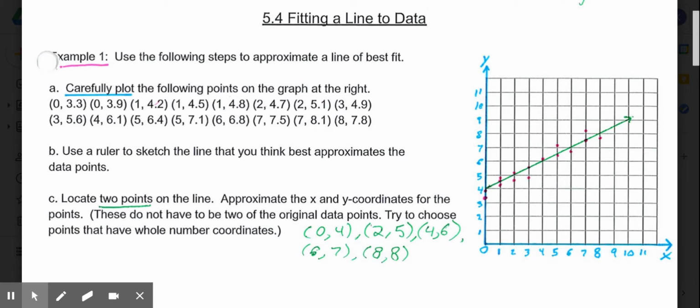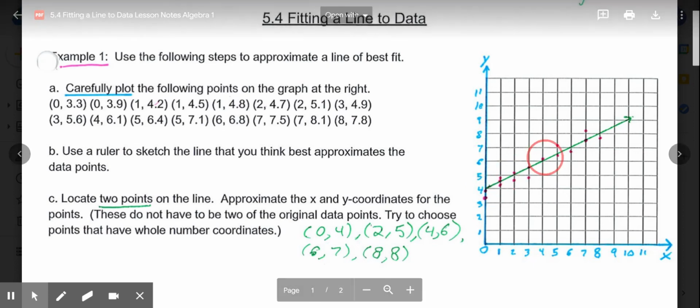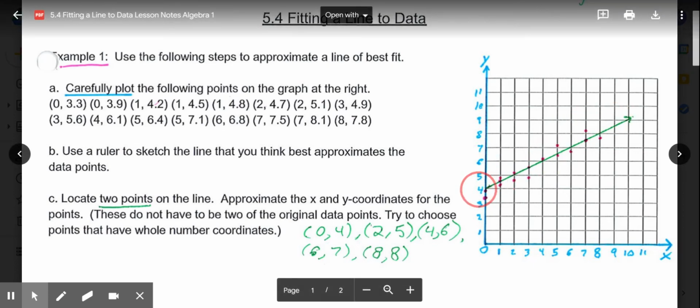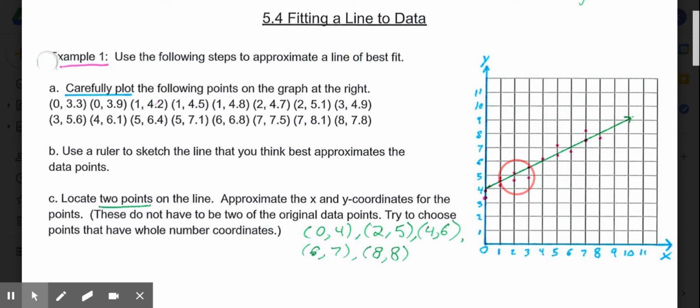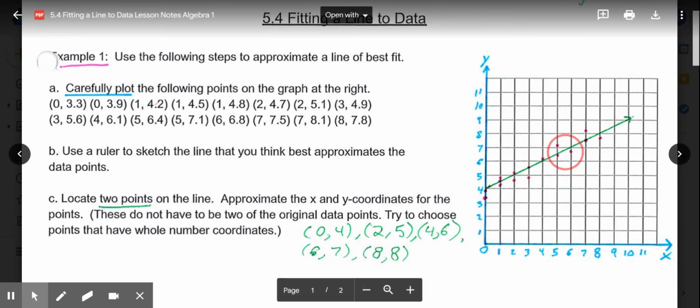In step B, it says use a ruler to sketch a line that you think best approximates the data points. Now, as you're drawing this line, which you'll see in step C, if possible, you want the line to cross through a few data points, or XY coordinates, that are whole numbers, not decimals. So for example here, all the pink points are my data points. You can see the green line that I drew started at the point 0, 4. It also went through the point 0, 25, through the point 0, 46, through the point 0, 67, and so on.